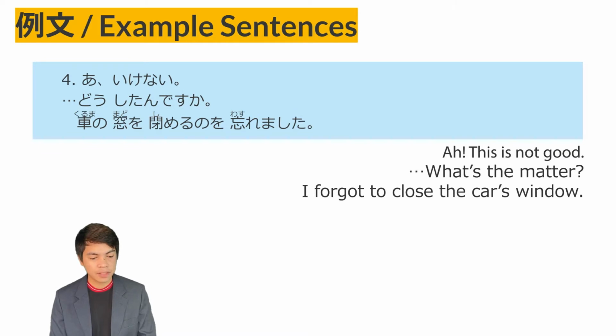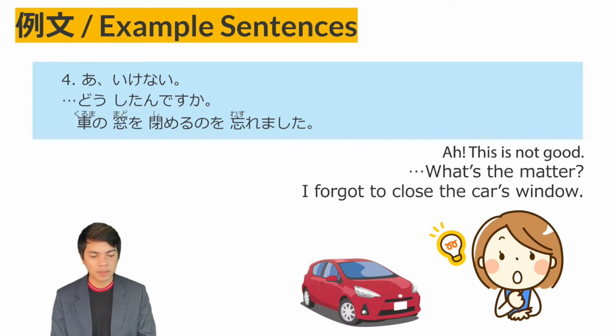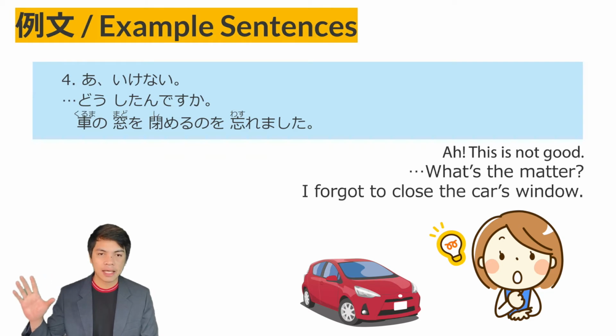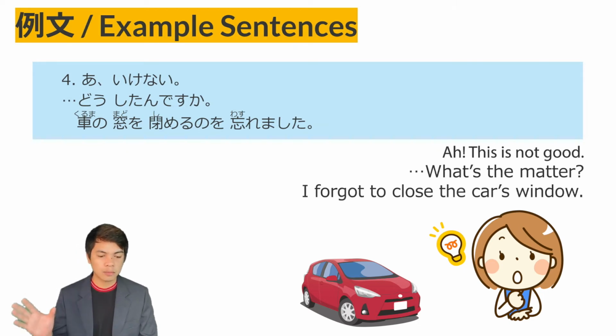Example number 4. あ、いけない。どうしたんですか？車の窓を閉めるのを忘れました。So this expression いけない or いきません means something is in trouble or this is not good. He said, どうしたんですか？ What's the matter? 車の窓を閉めます, to close the car's window.